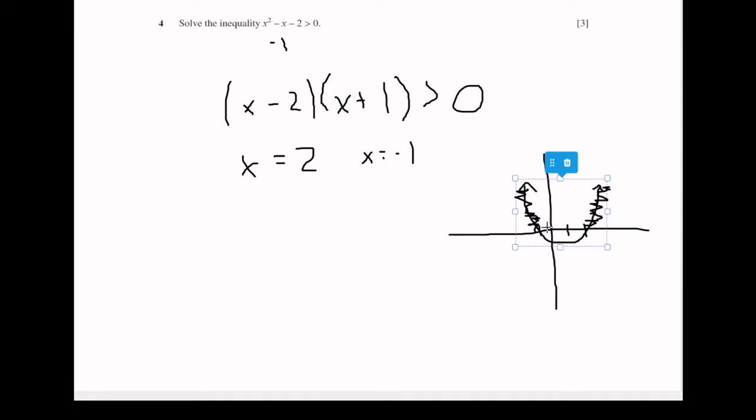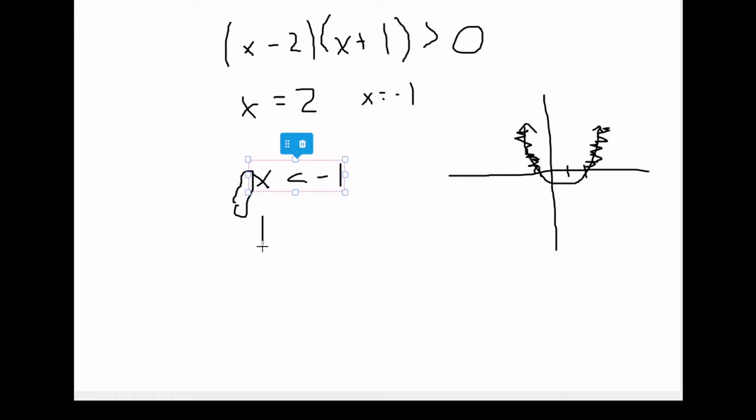We see that x extends to the left of -1, so x is less than -1, and it extends beyond the 2. So, ooh, that was weird. Or x is greater than 2.